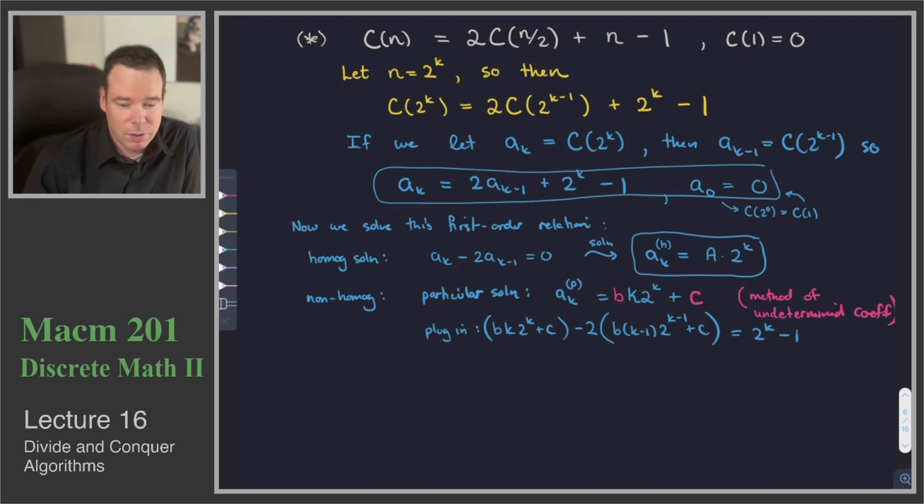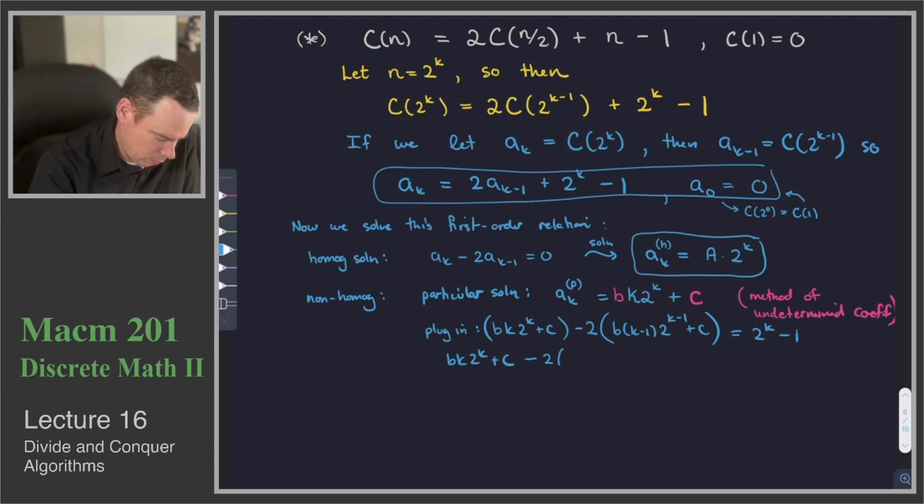So there's my equation I get by plugging the particular solution into the recurrence relation. And now the method of undetermined coefficients just says, let's figure out what these coefficients b and c have to be in order for this equation to be satisfied. So let's expand it all out. We get b k 2^k plus c, minus 2 times b (k minus 1) 2^(k-1), minus 2 b 2^(k-1) plus c, is equal to 2^(k-1).